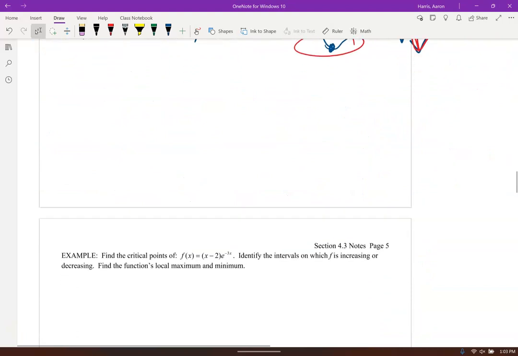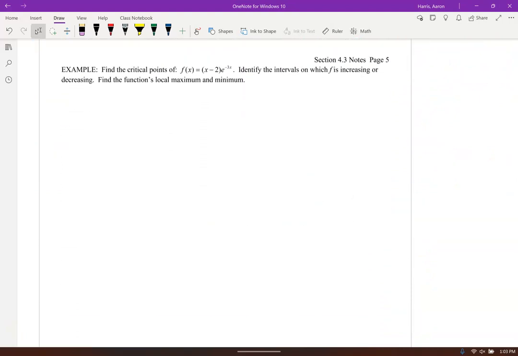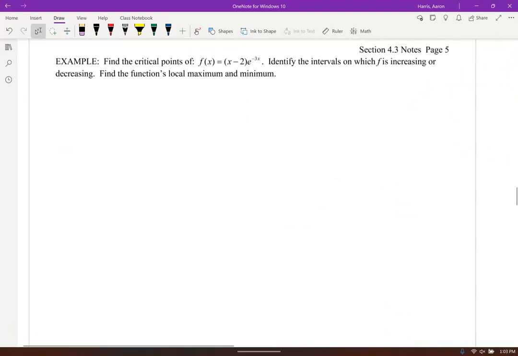All right, how about transcendental? Here we go. How about this one: x minus 2 times e to the negative 3x. I'd go ahead and run my product rule when I'm finding my critical points here, as I take the derivative. All right, so here's my function.